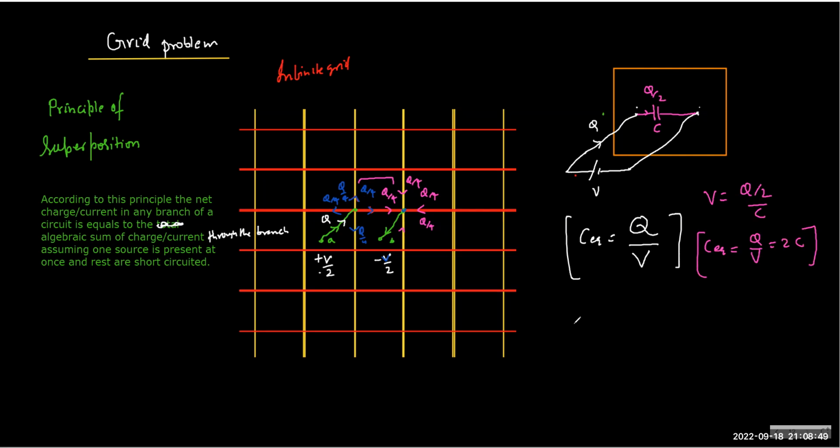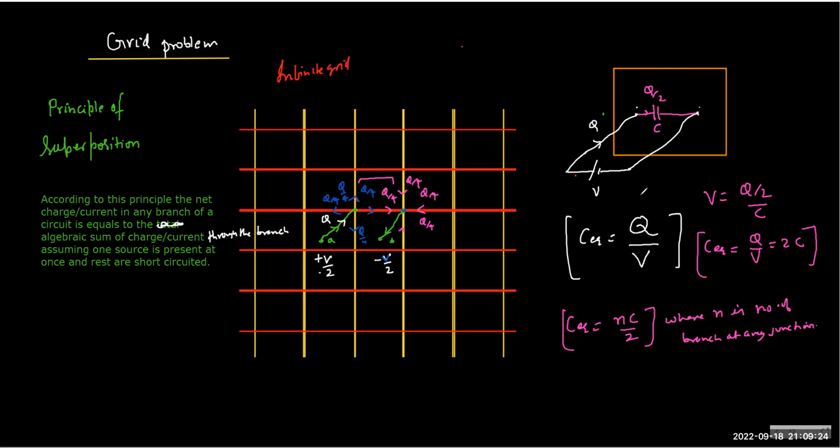So the formula is, for a grid, we write a formula like NC/2, where N is the number of branches at any junction. But every time it will have 4 only, right? No, it can be different.